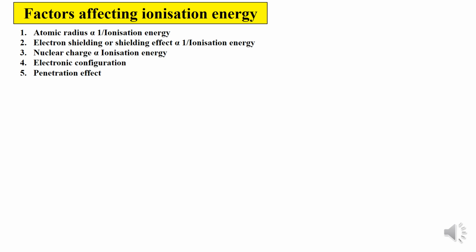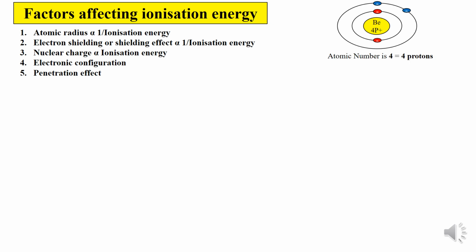So let me start with the explanation about the atomic radius affecting the ionization energy, and explain this with the help of group 2 elements beryllium, magnesium and calcium. So in case of beryllium, there are 4 protons in the nucleus, 2 core electrons in the first shell, and 2 valence electrons in the outermost shell. Atomic number is 4 with 4 protons. Electronic configuration is 1s2, 2s2.